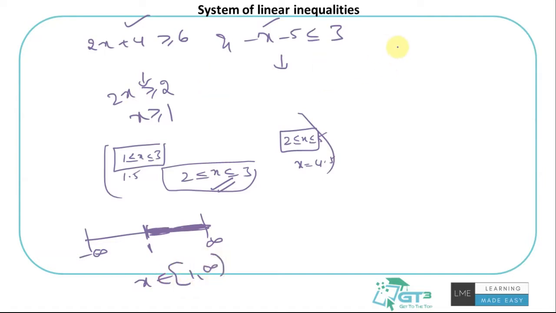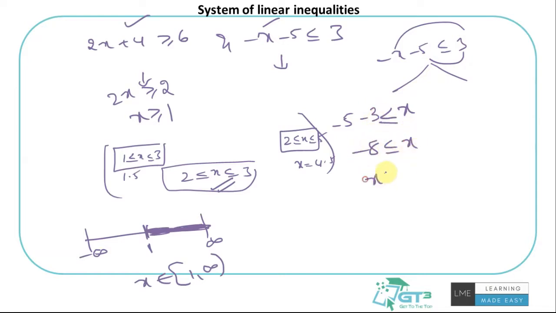What about the next one? Minus x minus 5 is less than or equals to 3. There are two ways to do this. One way is this, like how we normally change everything. So send this to this side. So minus x goes there, it becomes x positive. Minus 5, 3 comes here, plus 3 becomes minus 3. So that is basically minus 8 is less than or equals to x, or x is greater than or equals to minus 8. The other way to look at it is this: multiply this entire inequality with minus 1.